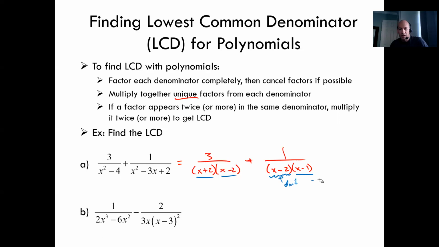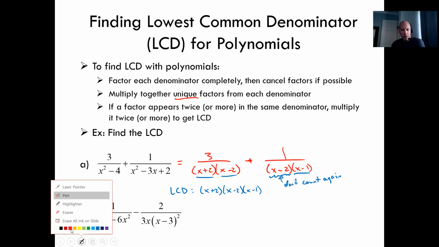I'm trying to write the word count and it's not working super well, so let's just say, don't count this one again. Now I said if a factor appears twice or more in the same denominator, like if this was x minus 2 squared, then we'd have to keep 2 of them, but if it shows up in a separate one, we don't count that again. So the lowest common denominator must contain an x plus 2, an x minus 2, and an x minus 1. And you only need one of each, okay?